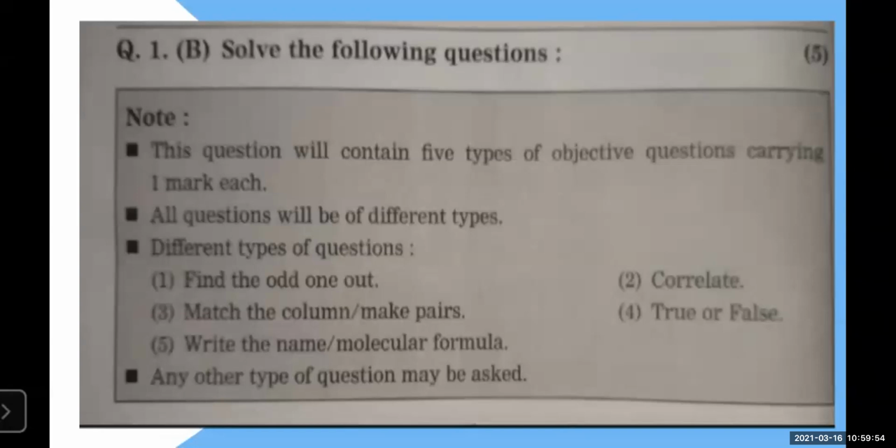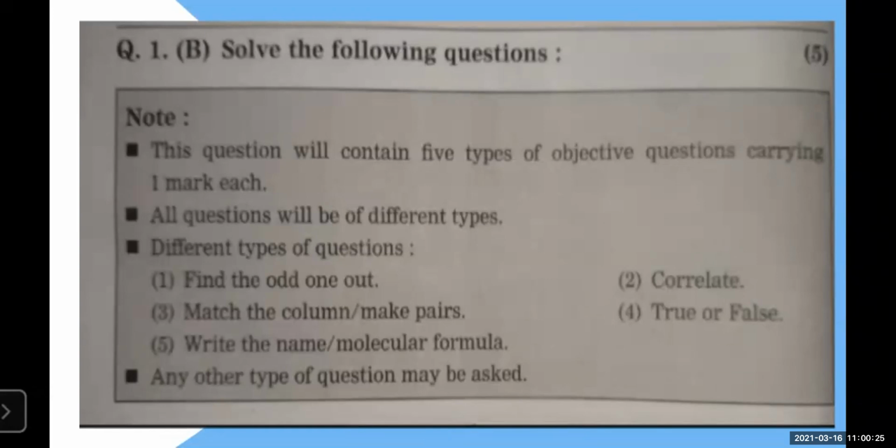All questions will be of different types. Different types means what? See, number 1, it can be find the odd one out. Second, it can be correlate. One relation will be given of some topic, and the same correlation you have to use for the next one. You have to write down the answer. Next can be match the column. So one match the column will be there.